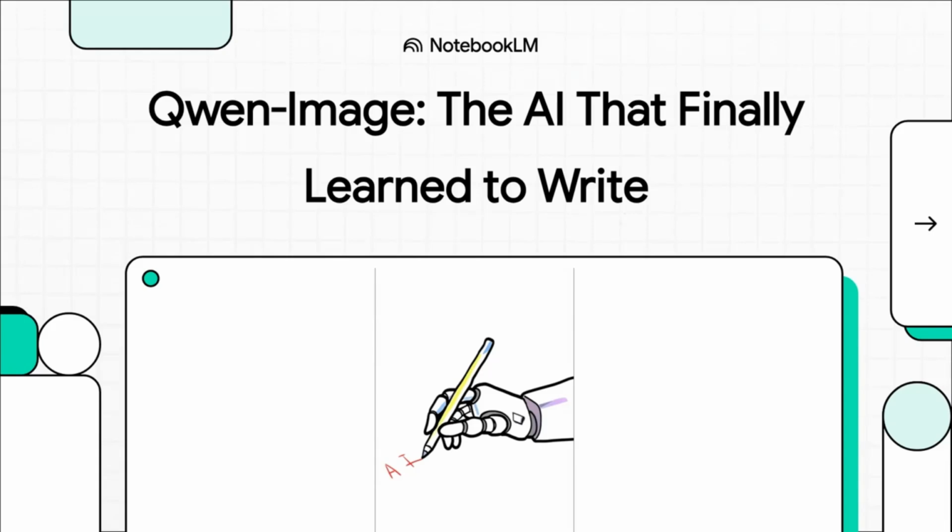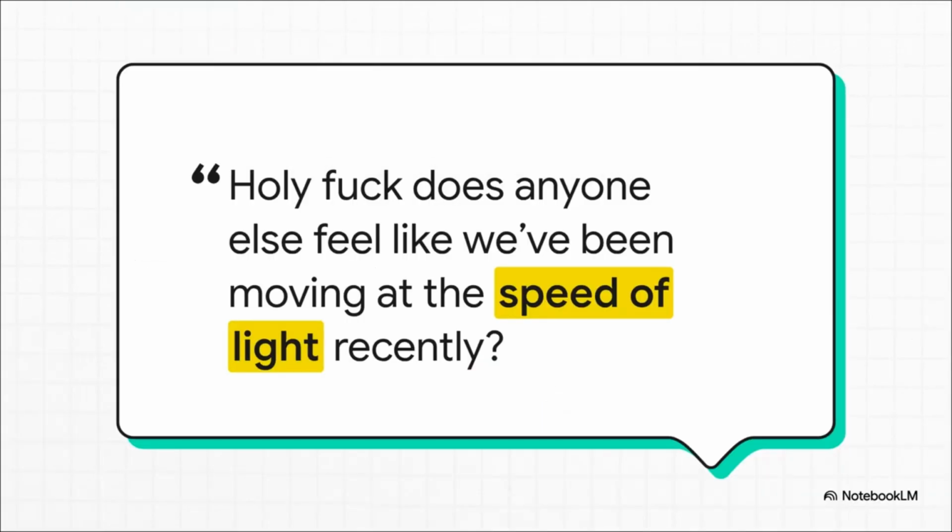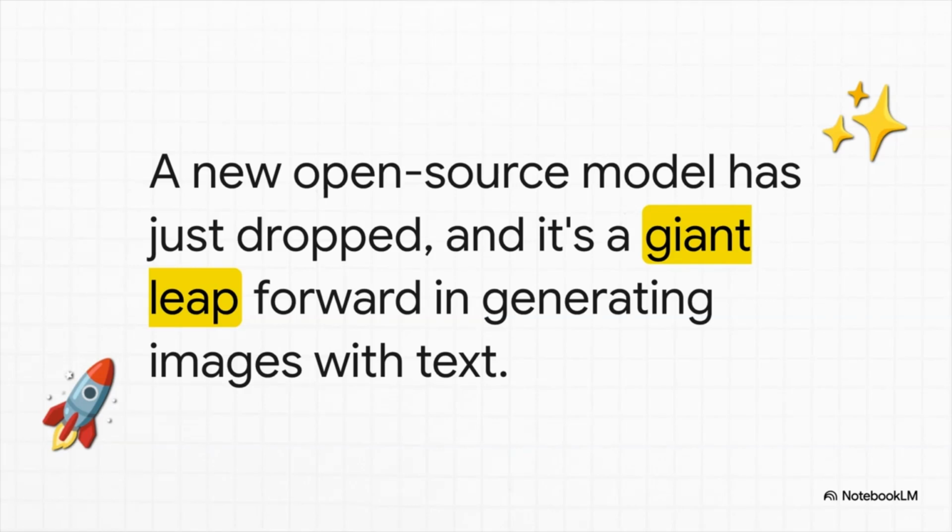Every now and then, a new AI model drops that isn't just a small step forward, it's a massive leap. And today, we're talking about one of those leaps. It's a brand new open source model from the Qwen team, and it's cracking one of the toughest nuts in AI image generation. And honestly, you can feel the energy in the community. This quote from the ComfyUI subreddit says it all, right? The pace right now is absolutely insane, and this new model is like pouring jet fuel on an already raging fire.